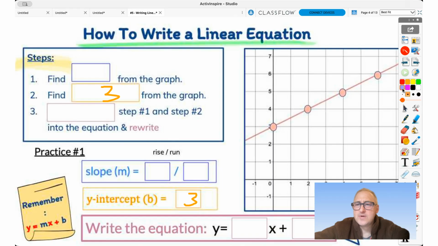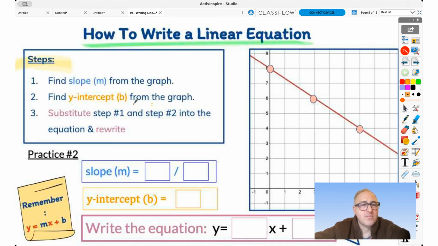Do you remember what my slope was? It was 1/2. 1 over 2. This is our m. This is our b. And then I need to write the steps, substitute the steps into the equation. So I'm just going to put sub here really quick. And it's partially written for me. Y equals, I take my m, which is 1/2, and you're going to use a forward slash here. And then you're going to take your b, which is 3, and put it here.